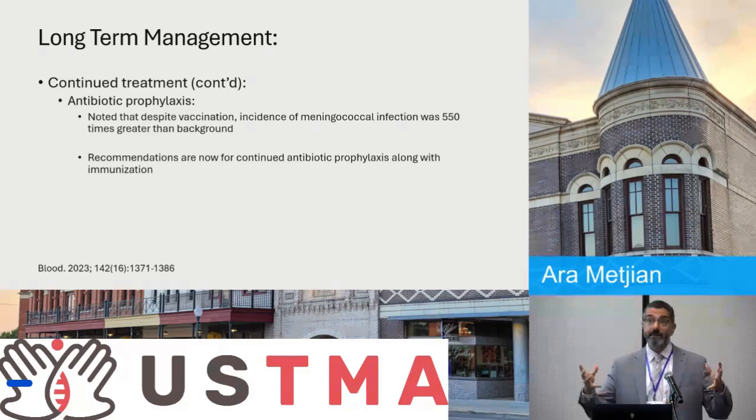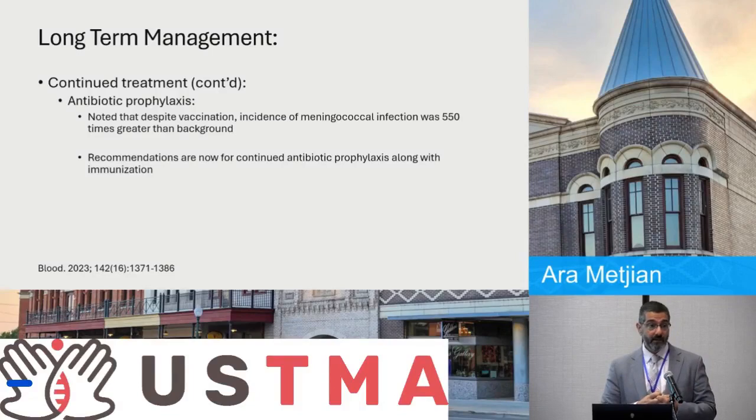But one of the largest populations of patients with atypical aHUS, from Canada, showed that, what the heck, the rate of meningitis infection, even for patients who were up to date on their meningitis vaccinations, was 550 times greater than the background. So the current recommendation now is to continue antibiotic prophylaxis along with immunizations.